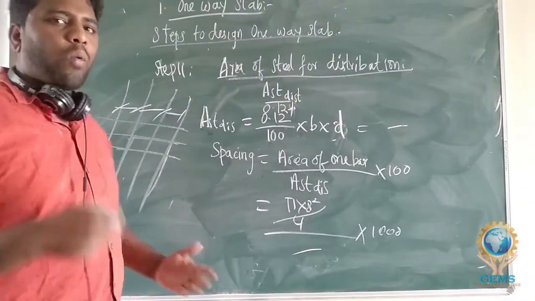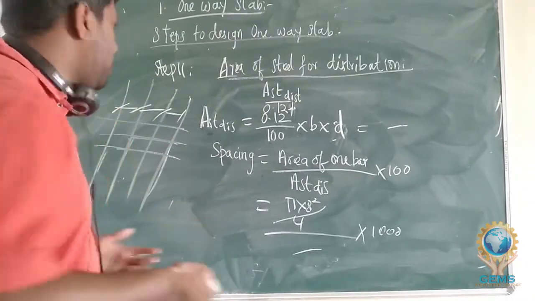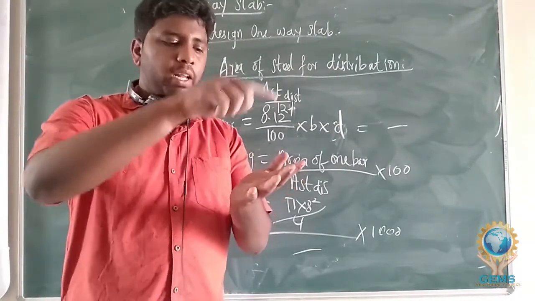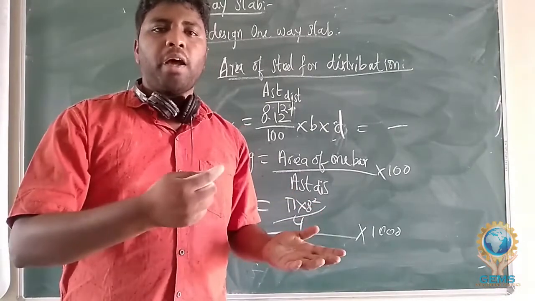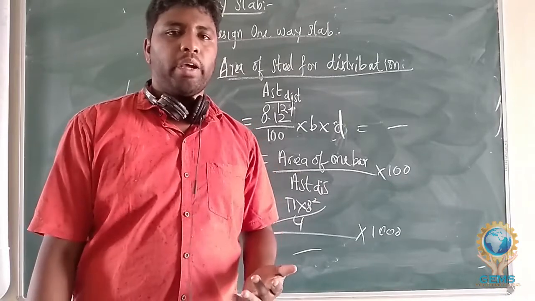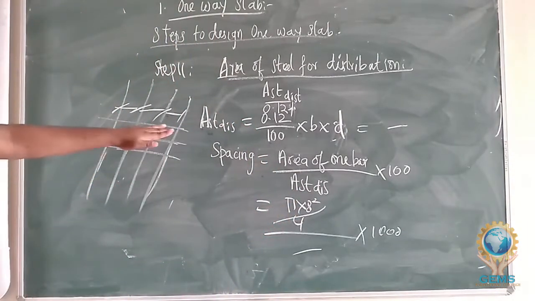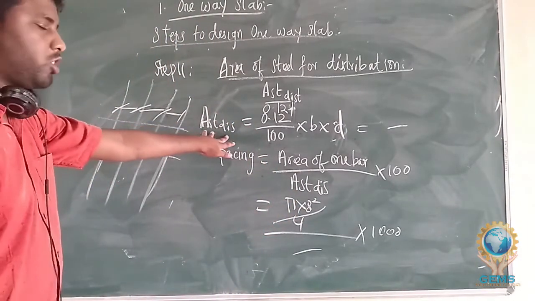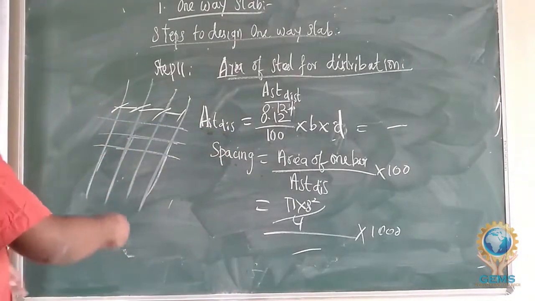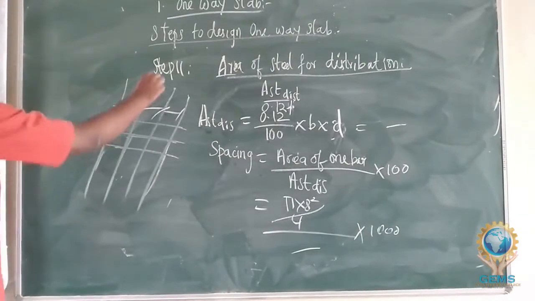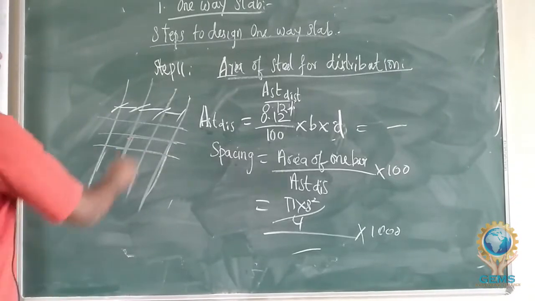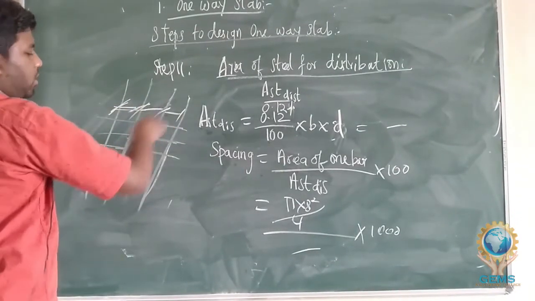So what is the purpose of finding the area of the distribution bar? See, in a one way slab, I told you the main bar will be provided in the shorter span. So in the longer span, what bar will be provided? In the longer span, the distribution bar will be provided. So that bar only we are going to calculate, the area of the distribution bar, and using the area we are going to find the spacing. For example, this is the distribution bar in the longer span and this is the main bar in the shorter span. We are going to calculate the distance between each rod.